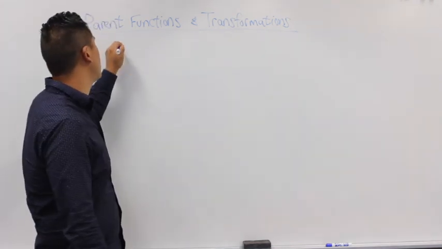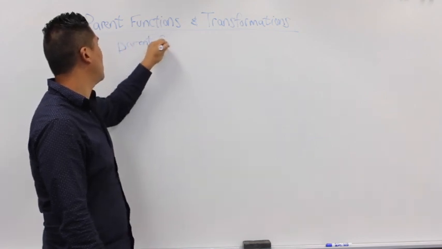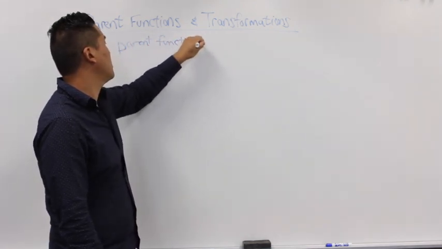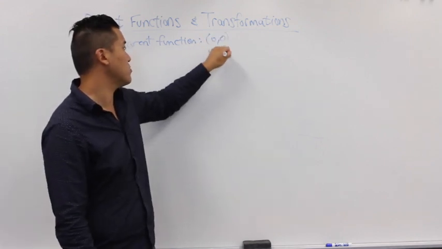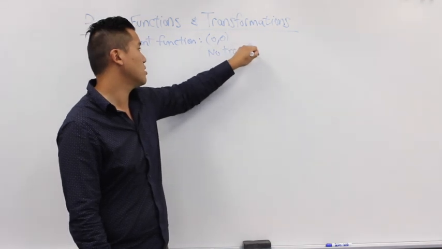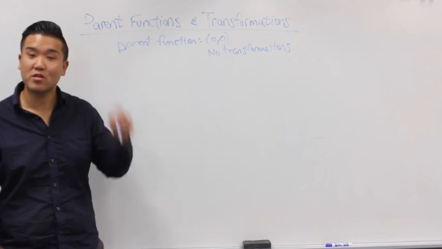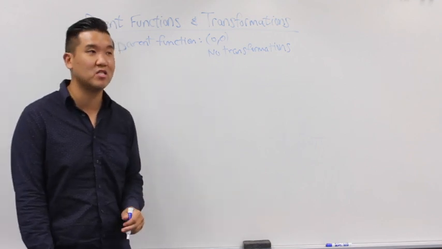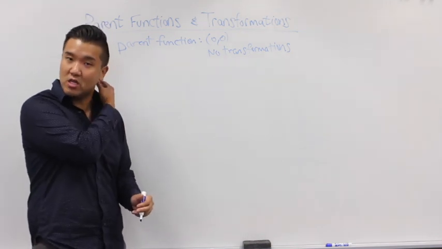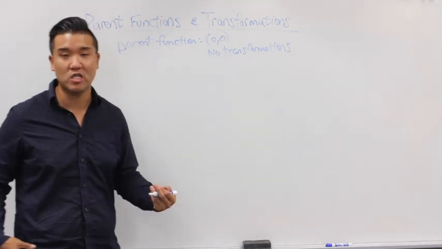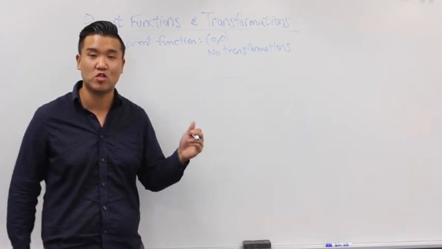Alright, so your parent function starts at 0, 0, and there's no transformations. We're going to talk about what transformations are. You have to know all the parent functions. By the time you get to Algebra 2 and all the upper math courses, you should know how every parent function looks. Once you know how the parent function looks, all you have to do is understand transformations and apply it to each one.